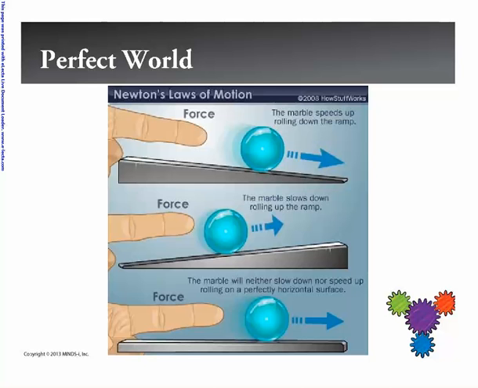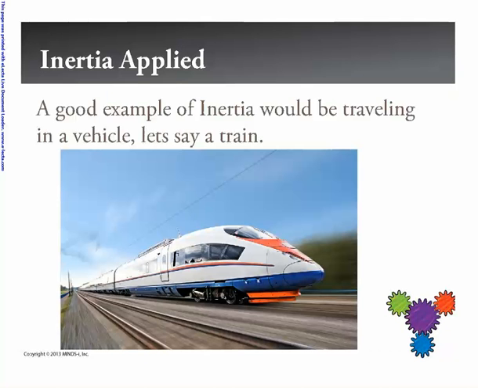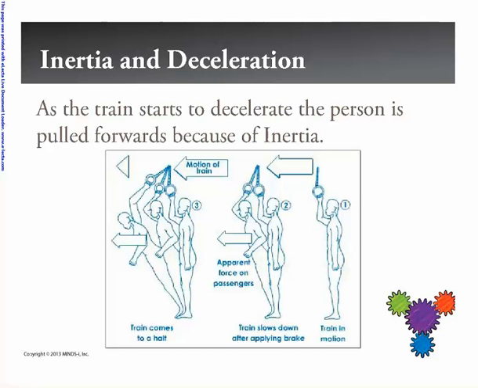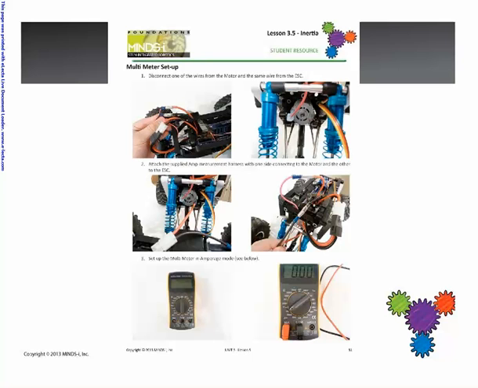In a perfect world, with force, the marble speeds up. Going uphill, it slows down. But with the same force, it just keeps going forward. A good example of inertia would be traveling in a vehicle, let's say a train. As the train starts to accelerate, the person is pulled backwards because of inertia. As the train starts to decelerate, a person is pulled forwards because of inertia.